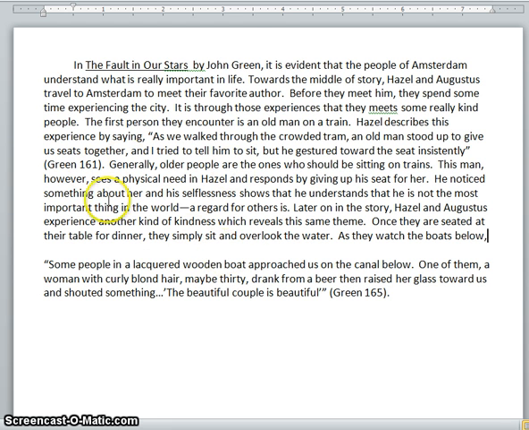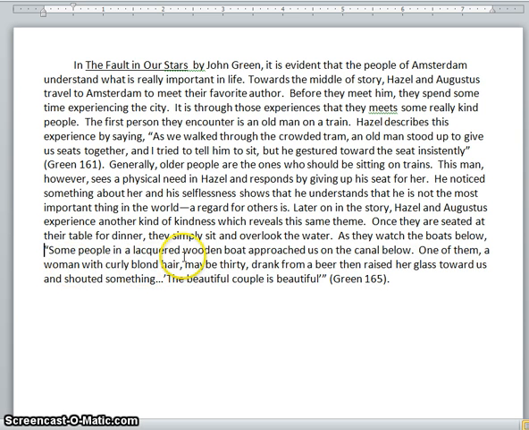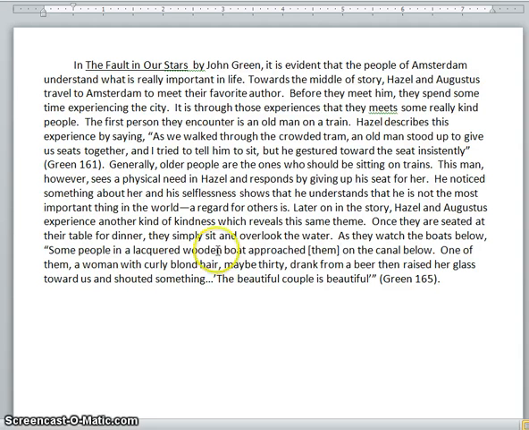so I'm going to go right into my text evidence. As they watch the boats below, "some people in a lacquered wooden boat approached us on the canal below." This is where we talked about how this "us" doesn't make sense because of the third person, so I can just change that with brackets: "approached [them] on the canal below, one of them, a woman with curly hair, maybe 30, drank from a beer, then raised her glass toward [them] and shouted something. The beautiful couple is beautiful."